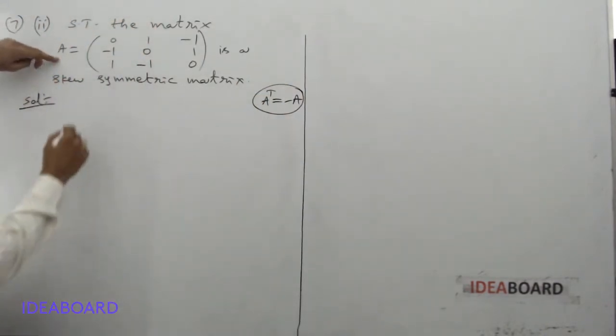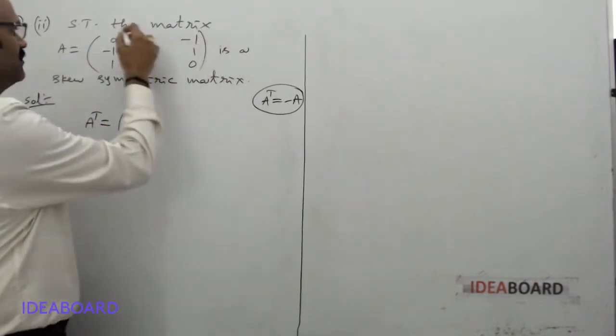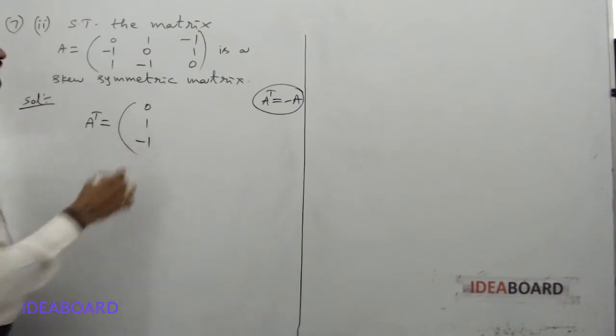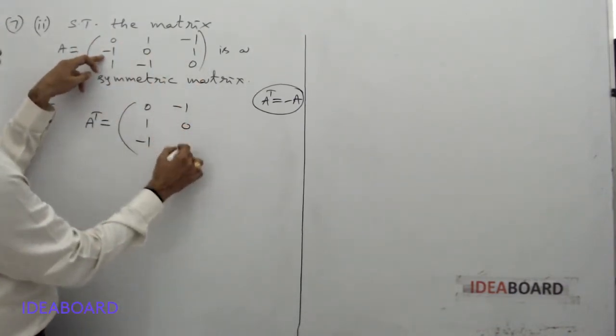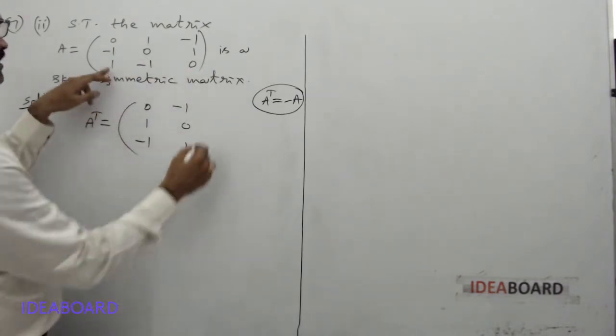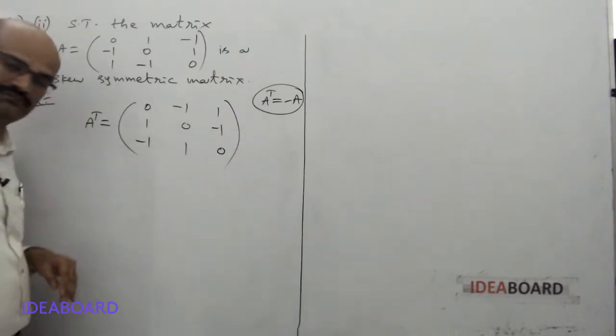First let me find A transpose here. A transpose equal to, write R1 into C1: 0, 1, -1. R2 into C2: -1, 0, 1. R3 into C3: 1, -1, 0.